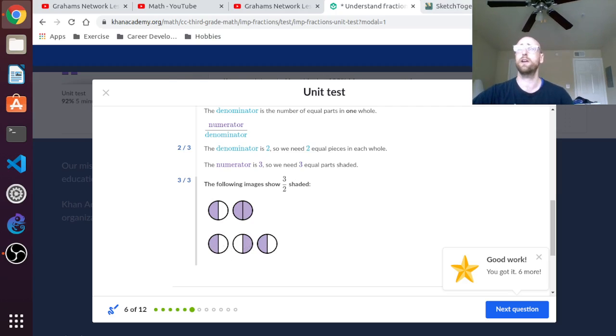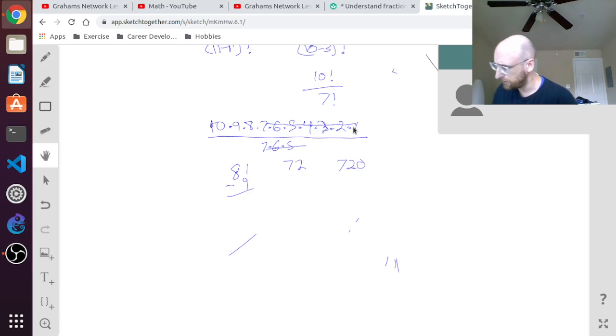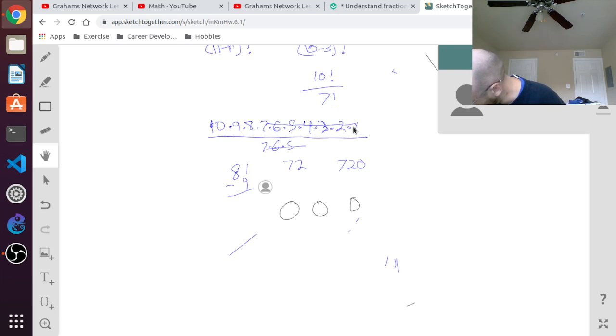So it looks like another answer, if I may do that here, to this question would be something like this, where we have 1, 2, 3, 4, 5 whole parts, each split into halves. But now we have 1, 2, 3 shaded in. So that would be a fair answer to that as well.